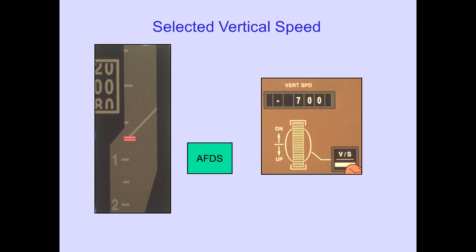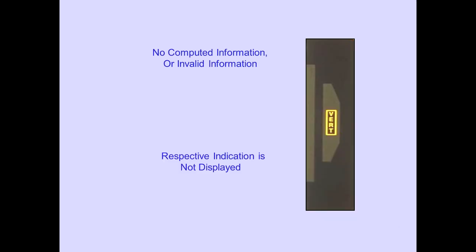The vertical speed pointer is displayed when set on the Autopilot Flight Director Mode Control panel. When no computed information is received or the information is determined to be invalid, the respective indicator is not displayed. If the vertical speed information is invalid, a flag is displayed.